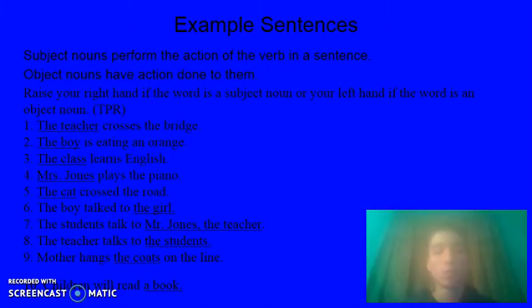The students talk to Mr. Jones, the teacher. The teacher talks to the students. Mother hangs their coats on the line. Children will read a book. The first 5 sentences have subject nouns, and the last 5 sentences have object nouns. The boy is a subject, and the girl in sentence 6 is an object.